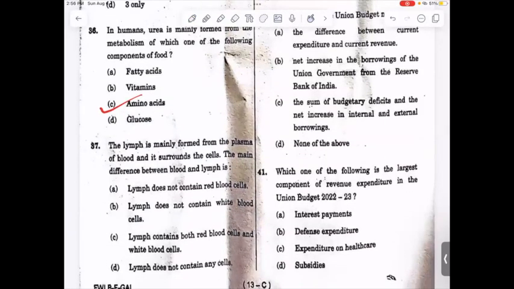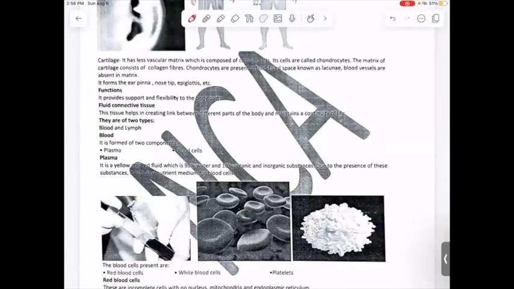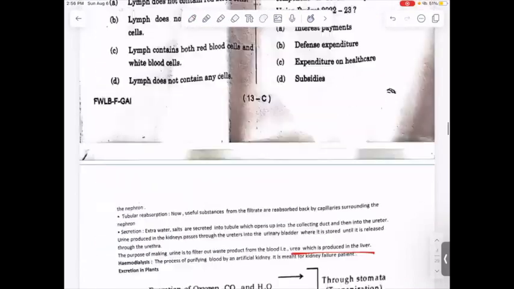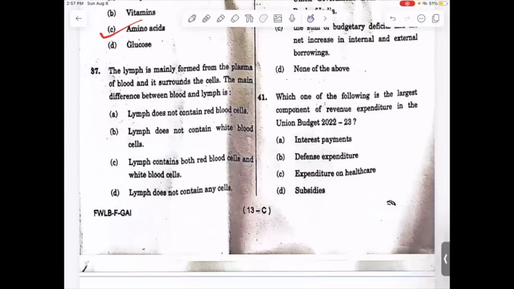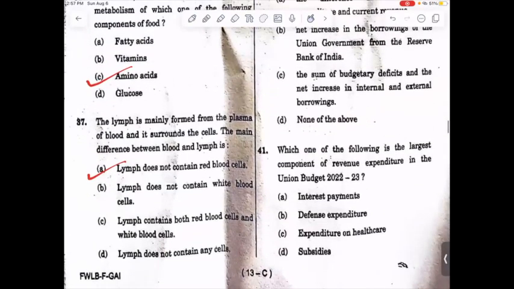Next question, the lymph is mainly formed from the plasma of the cells and it surrounds the cells. The main difference between blood and lymph. So here it is given about blood and lymph. The main difference is that blood has cells, lymph too has cells, but those cells are white blood cells. So the main difference is that lymph does not contain red blood cells. Otherwise, it would be red in color, but lymph is a colorless fluid. So option A is the correct answer.